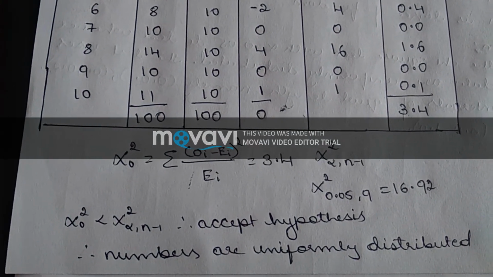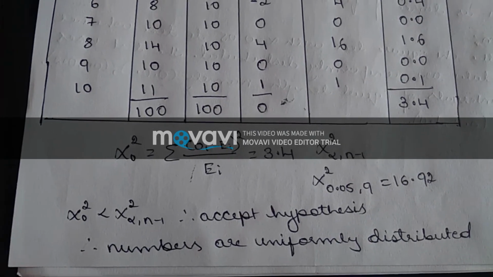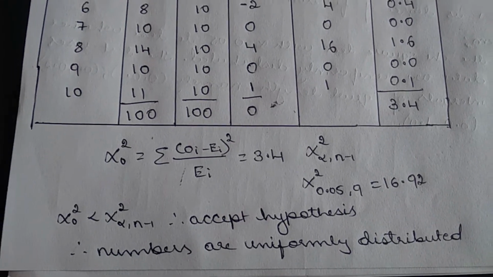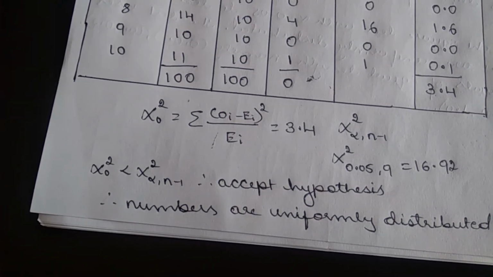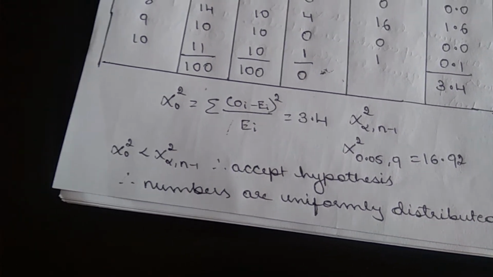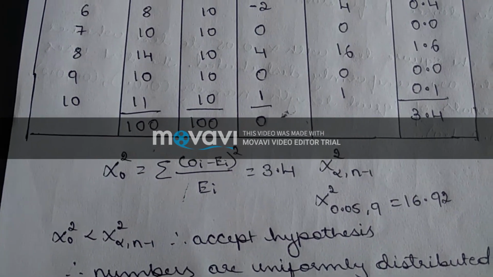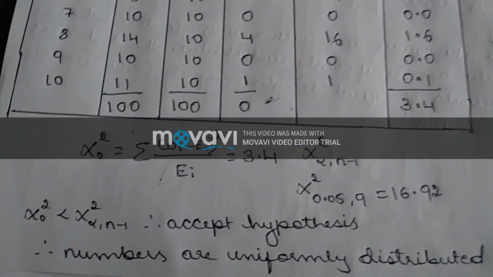Here, what is the value of chi-square naught? It is 3.4. Now 3.4 is less than 16.92, so you have to accept the hypothesis, and the numbers are uniformly distributed. This is your chi-square test. Here the table is directly given and small n is directly given. If it is not given, I'll show you one more example for that.